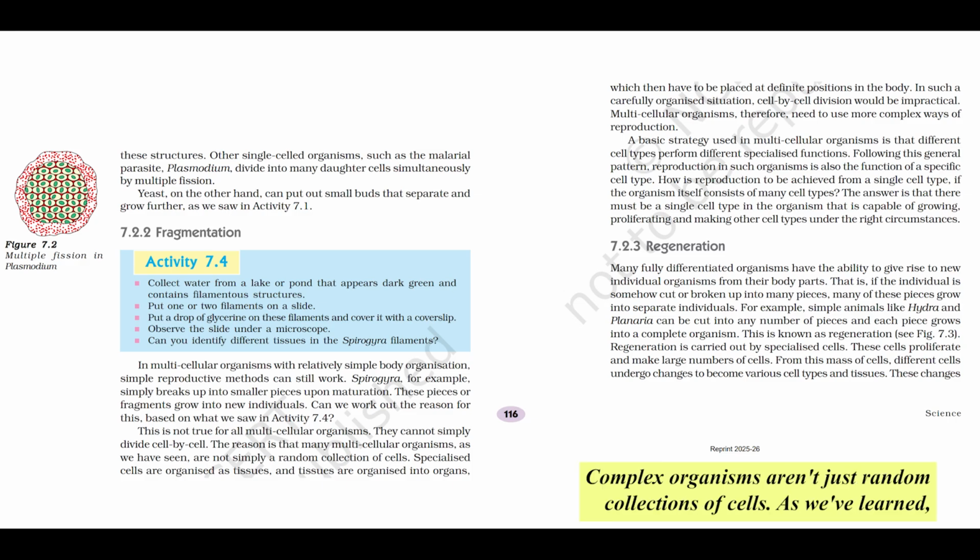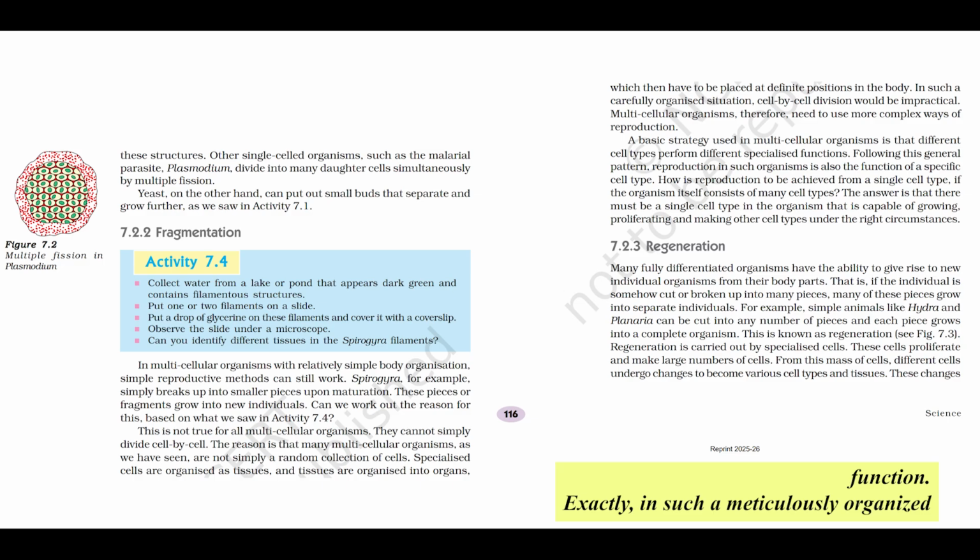Complex organisms aren't just random collections of cells. As we've learned, they exhibit an exceptionally high degree of organization. Specialized cells form specific tissues. Tissues organize into distinct organs, each doing a specialized job. Furthermore, these organs are precisely placed at definite positions within the body, forming an intricately coordinated system. Right. Everything has its place and function.